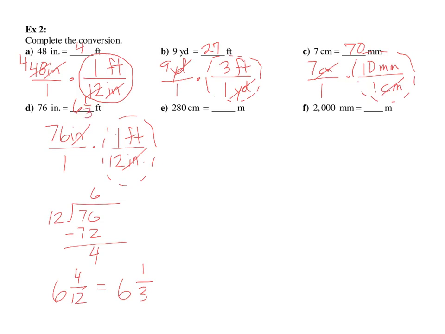Alright, now I have 280 centimeters over 1. Here's my converting fraction. Centimeters on the bottom, meters on top. Which one's bigger, a meter or a centimeter? A meter. 1 meter is how many centimeters? 100. Alright, so I divide 100 into 280.